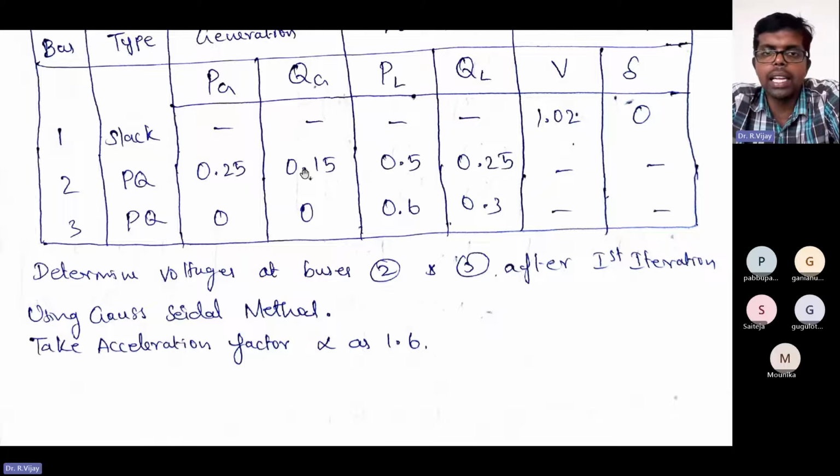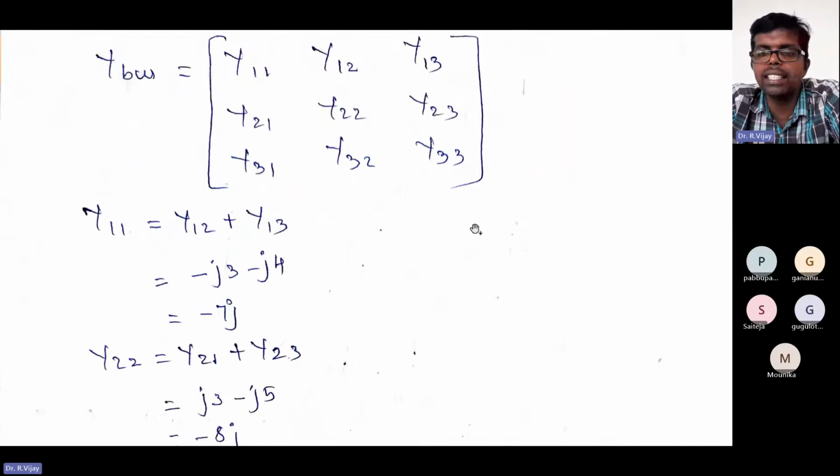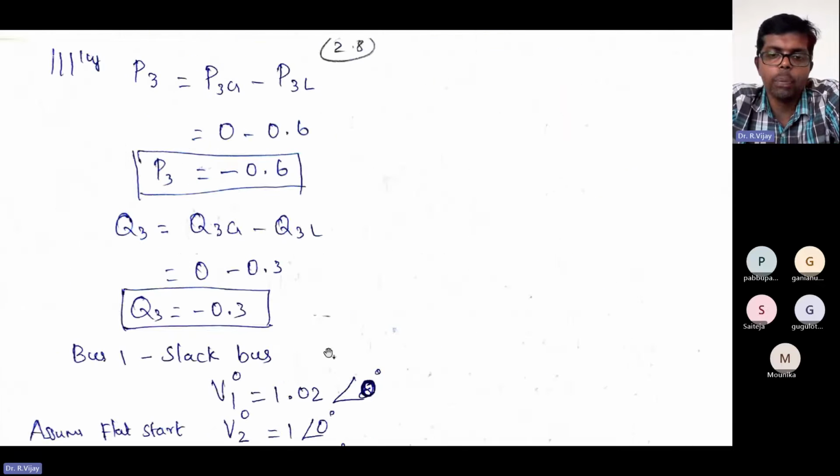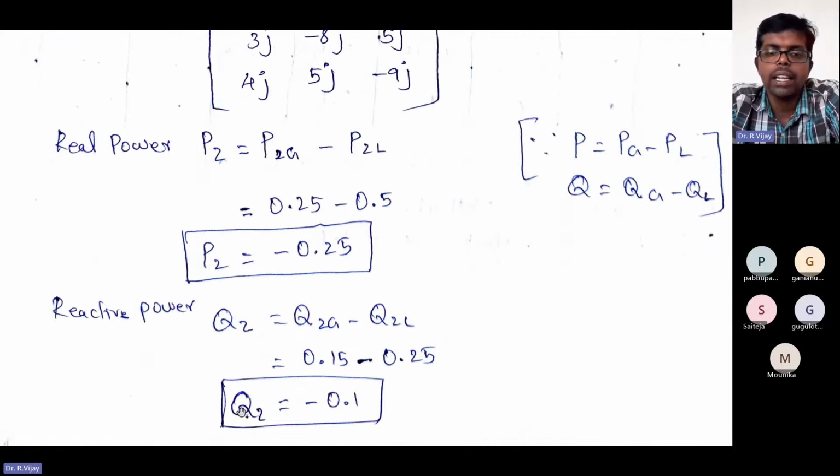Okay, so the problem clearly gives, for the second bus, QG is equal to 0.15, QL is 0.25. For the second bus, these are the values. Just subtract: 0.15 minus 0.25. So Q2 is equal to minus 0.1. Okay, so we calculated this for bus 2.